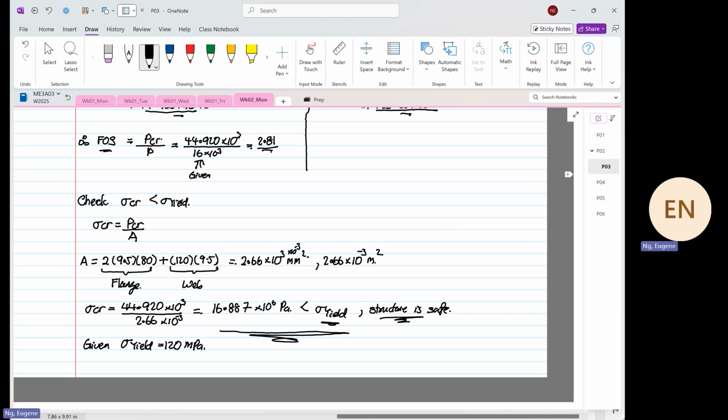Okay. Tomorrow, we'll do something different. We'll look at different boundary conditions under extended Euler's condition.